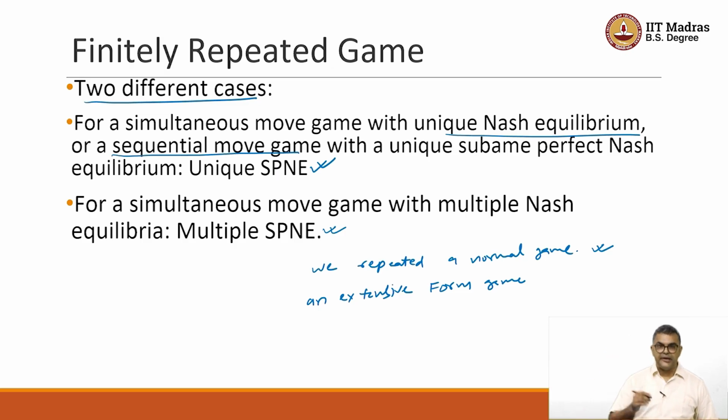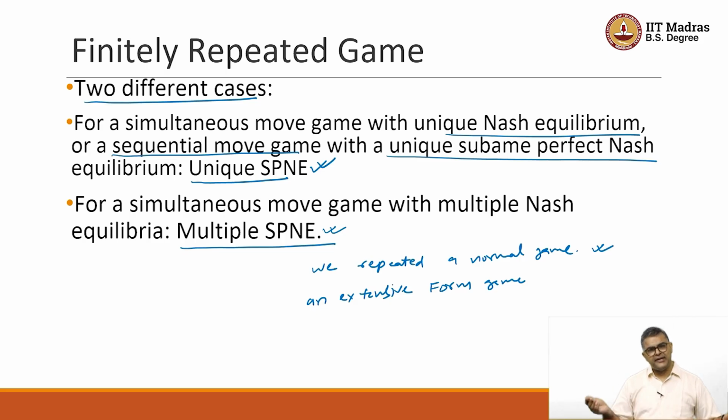So what did we get? Again, let me repeat it. For a simultaneous move game with a unique Nash equilibrium, or a sequential move game with a unique subgame perfect Nash equilibrium, what do we get? There is only one possibility, that the same stage Nash equilibrium gets repeated all the time. And for a simultaneous move game with multiple Nash equilibria, what do we get? Multiple SPNE are possible.